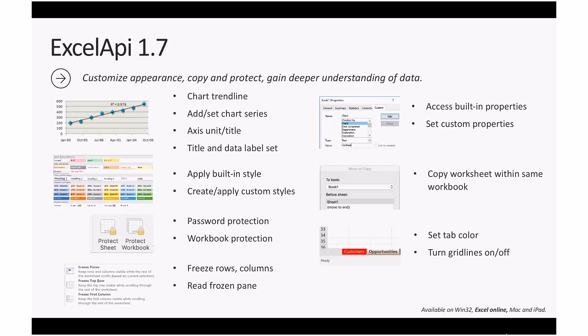So beginning with chart, we added the capability to add and set series, access unit and title, and also the data label set. So this will allow you to not just add them, but also manage the appearance of these chart attributes. We now allow you to access the styles, both built-in, and you can also create a custom style and apply it on a range.